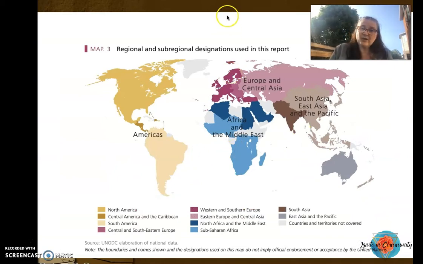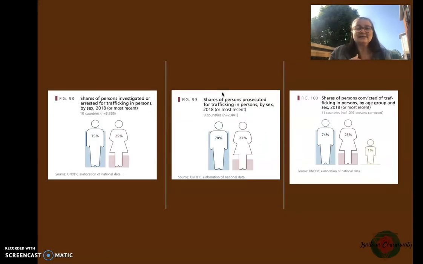So we're going to look at Western Europe, and these would be the countries that after World War II did not become communist. Their economies are much more developed than the rest of Europe. They're richer, their social programs are more established. And if we look again at the investigated, arrested in Figure 98, Figure 99 looking at prosecuted, and Figure 100 looking at convictions, we can see that the convictions are about a third of those that have been investigated or arrested. And we see this systematic decrease from arrest, prosecution, and conviction. And the numbers are low. Western Europe is a hot spot for human trafficking, and there's way more people, I believe, involved than what we're seeing there.